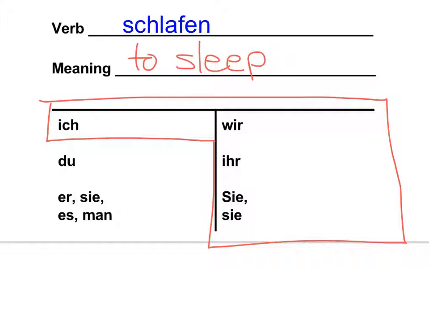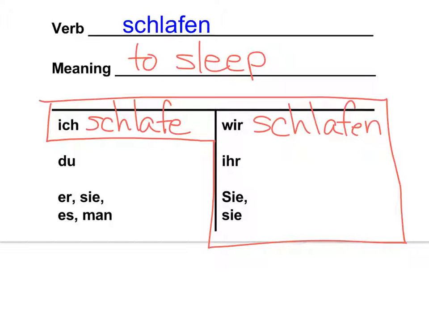So it's still down in Texas where things are strange. Okay? So ich, what's that going to be? Schlafe. What about wir? Schlafen. Ihr? Schlaft. Und Sie? Schlafen.